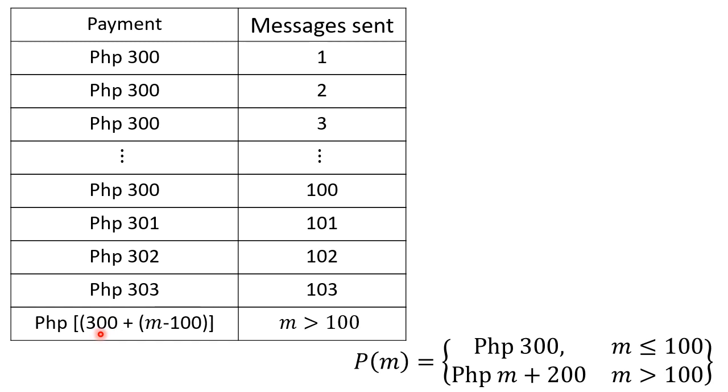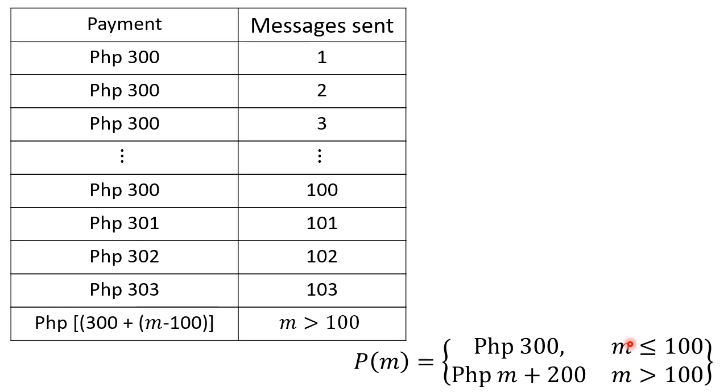By the way, itong function na to, yung dito sa last row ng table natin, pwede natin itong i-simplify. Kaya naging m plus 200 yung nandito sa function. Final answer natin, m plus 200 kasi 300 minus 100, we get 200. So, nilagay ko lang siya na ganito naka-parenthesis para malaman natin na yung m minus 100, this is the excess dun sa 100 messages na sinent natin.